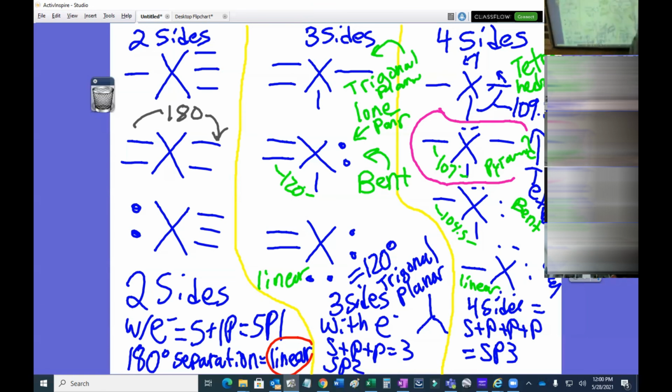Over here with four sides, four bonds, tetrahedral. Three bonds, you're going to be pyramidal. Two bonds, you're going to be bent. One bond, you're going to be linear. All right. That is all I have time for on this.